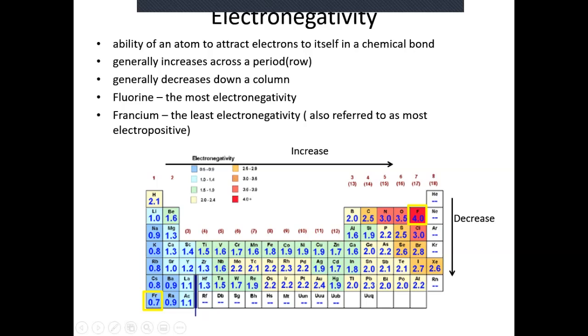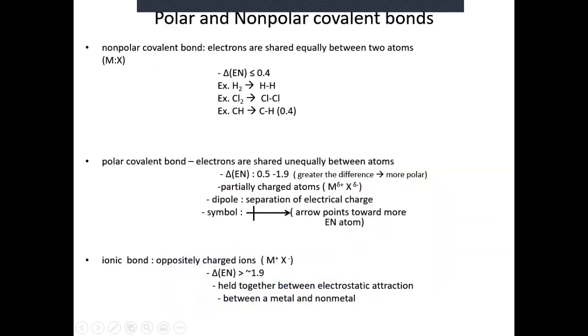When we're looking at a bond, we're going to be looking at the difference in electronegativity to describe what type of bond it is. Again, as you go from left to right, electronegativity increases. As you go down a group, electronegativity decreases. So fluorine, again, is the most electronegative element. And electronegativity helps us to distinguish between polar and nonpolar covalent bonds.